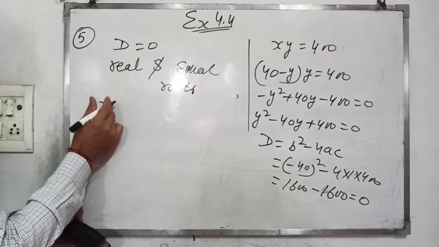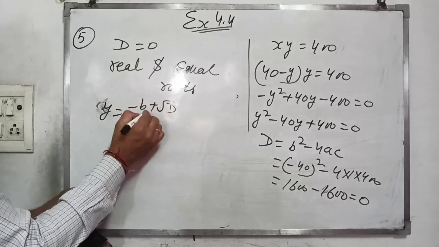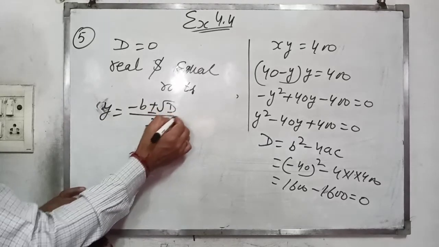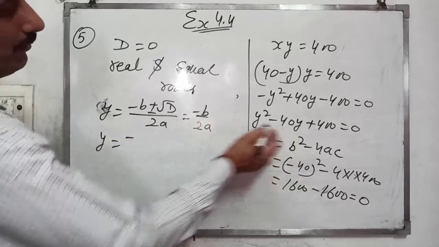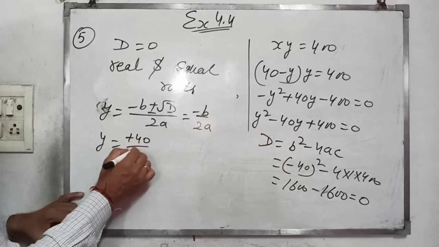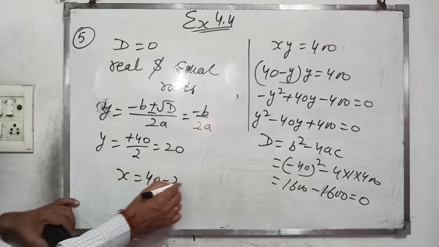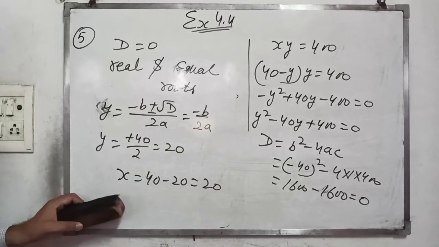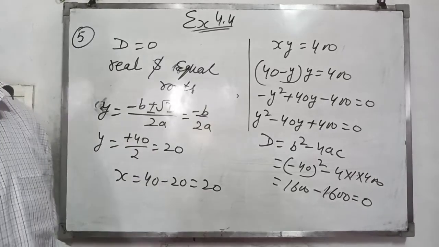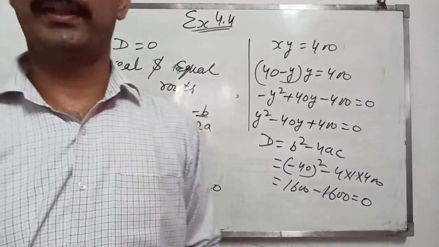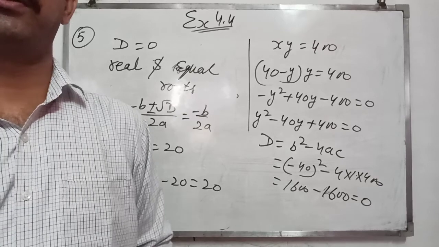So y equal to minus b plus or minus under root D upon 2a. D is 0, so it becomes minus b upon 2a. So y equal to minus b, the value of b is minus 40, you get 40 upon 2, so you get 20. So the value of y becomes 20. x equal to 40 minus 20, that is also equal to 20. So the value of x is 20 and the value of y is also 20. In such a way you find the length and the breadth of the given rectangle. So that is about your exercise 4.4.